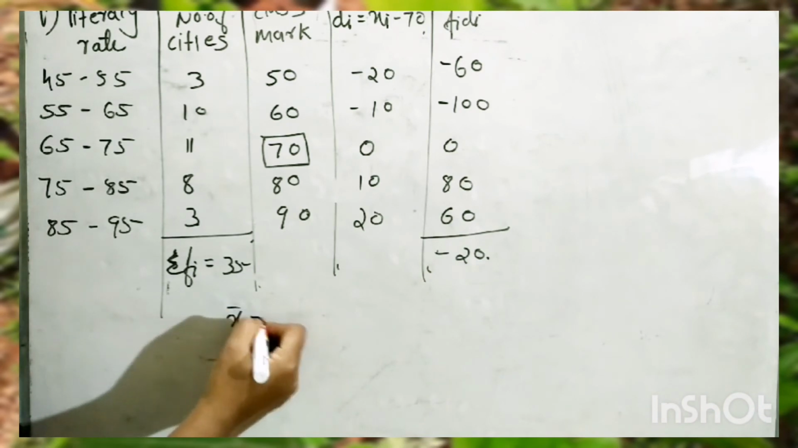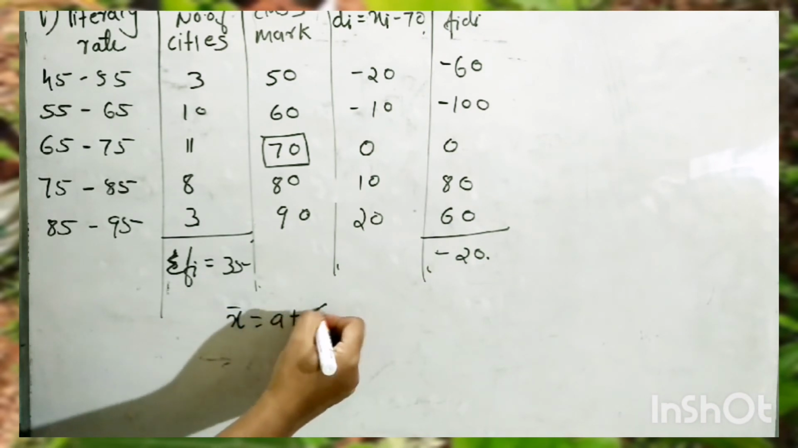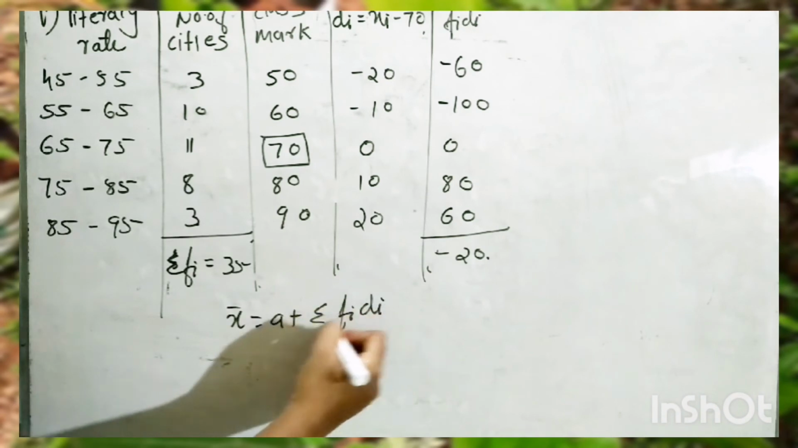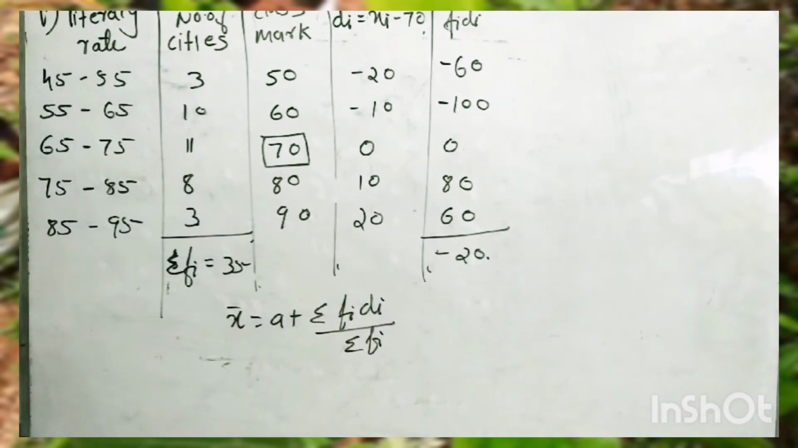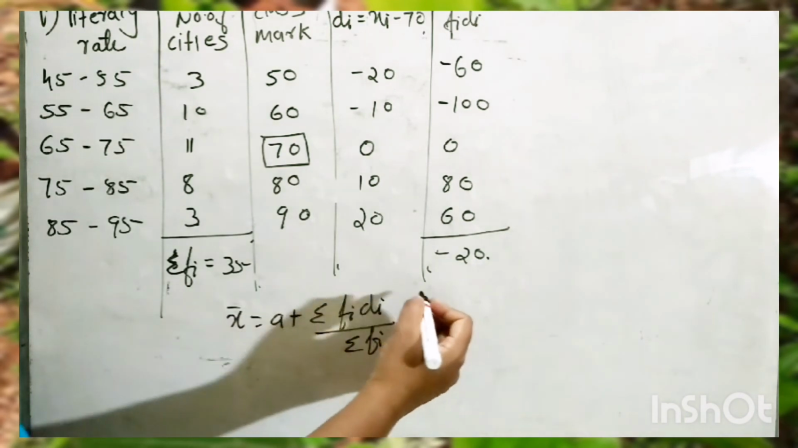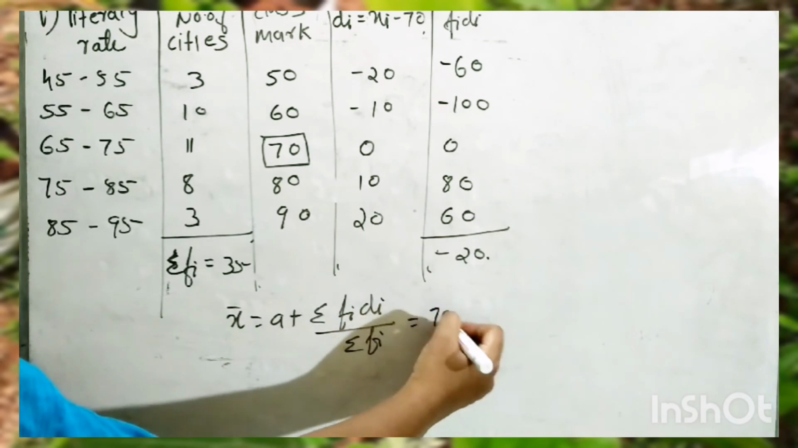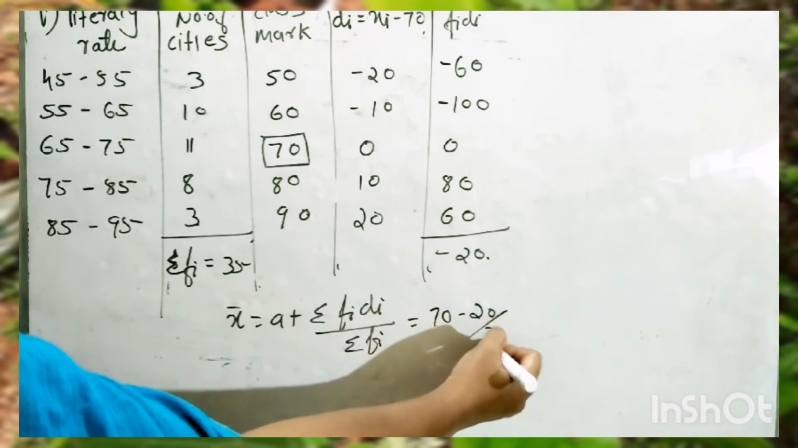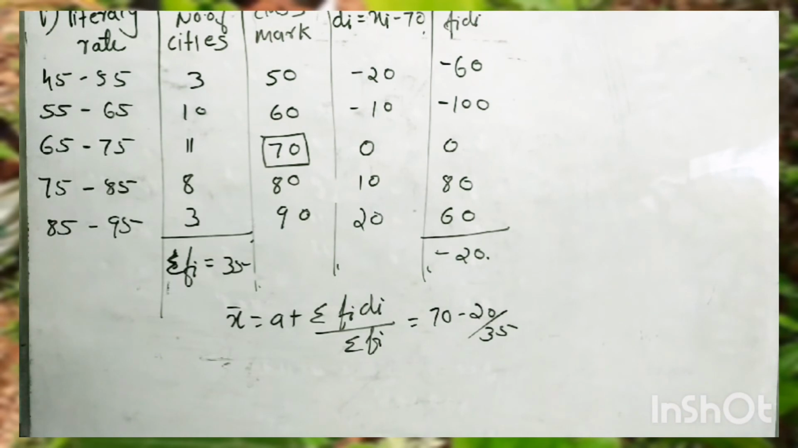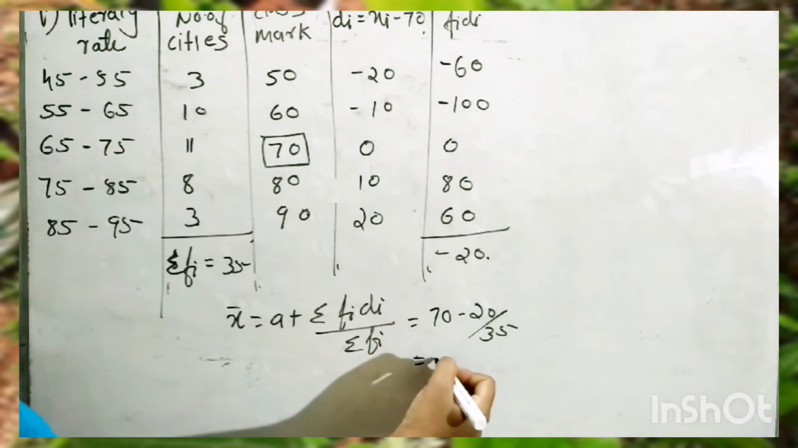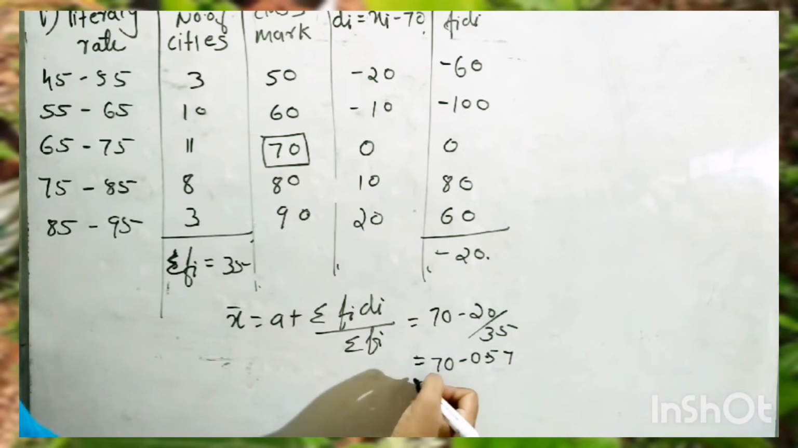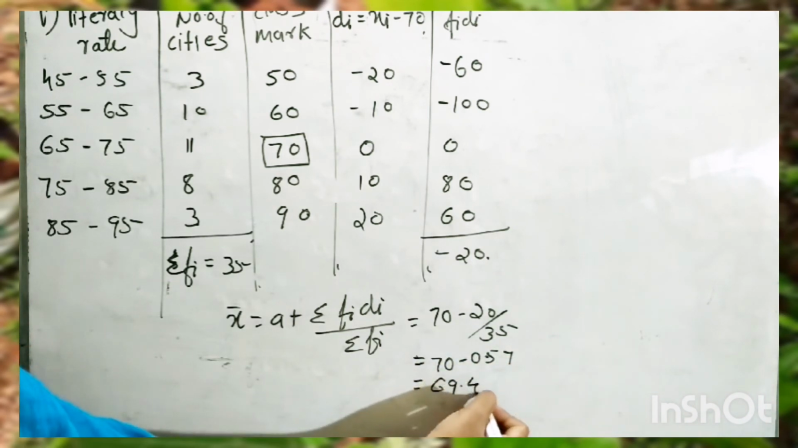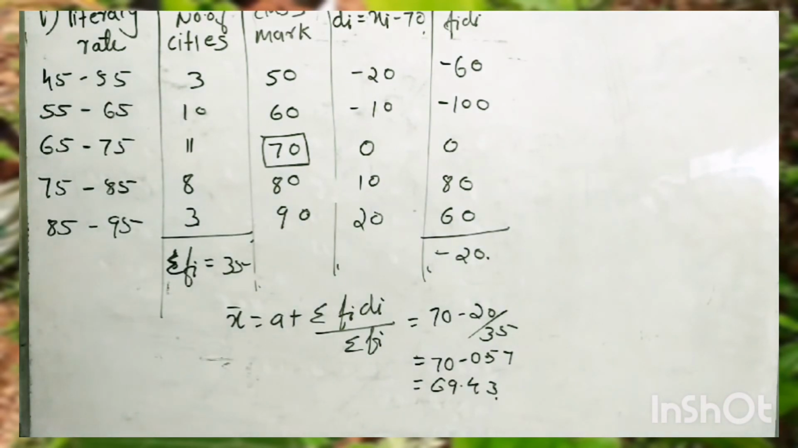Now x bar is equal to A plus summation fi di all divided by summation fi. This is equal to 70 minus 20 by 35, which is equal to 70 minus 0.57, that is 69.43. Hence the mean literacy rate is 69.43.